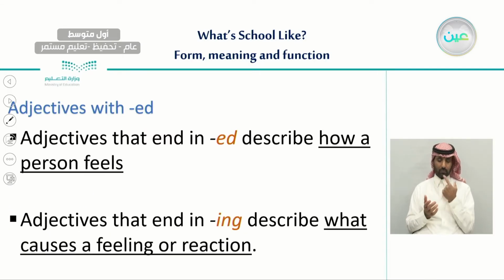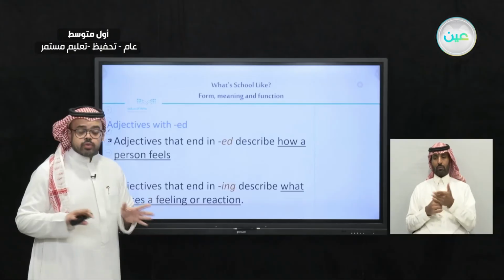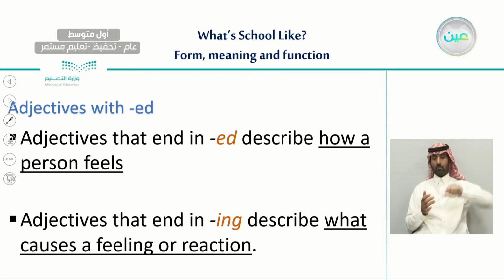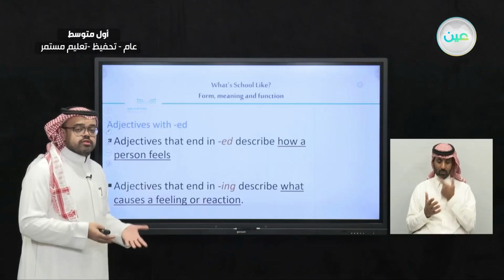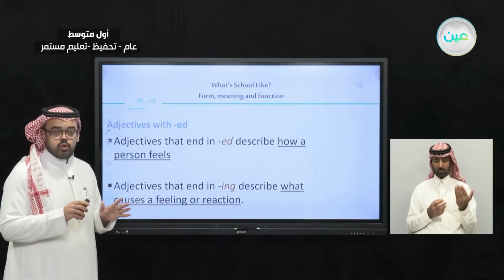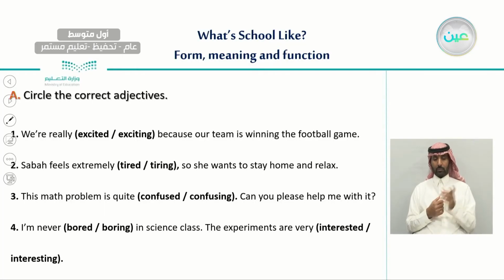And to sum it up and try to summarize it, it's very important to learn this. Adjectives that end in ed describe how a person feels. So adjectives that end with ed are about people's feelings. An adjective that ends in ing describes what causes a feeling or reaction. So adjectives that end in ing describe what is the reason, what are the causes of such a feeling. So it's very important to learn this as we are now about to answer these questions.